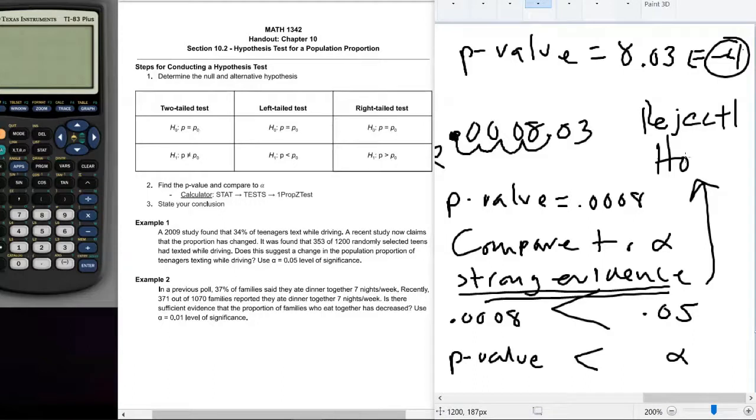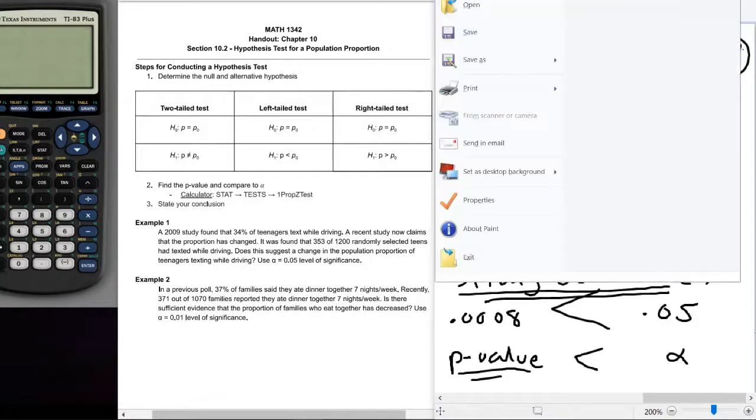So what that means is this 2009 value of 34% was outdated. And we proved that it was outdated with our claim because we believed now that that percentage or proportion has changed. And it has because we have gathered enough evidence to do so. This p-value is the way of gathering evidence. Okay, so we reject the null hypothesis. So now we're ready for our conclusion.